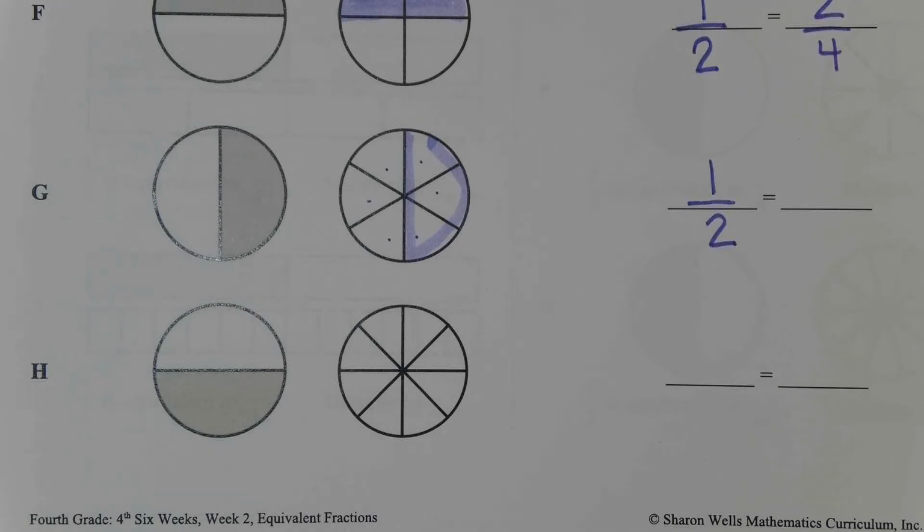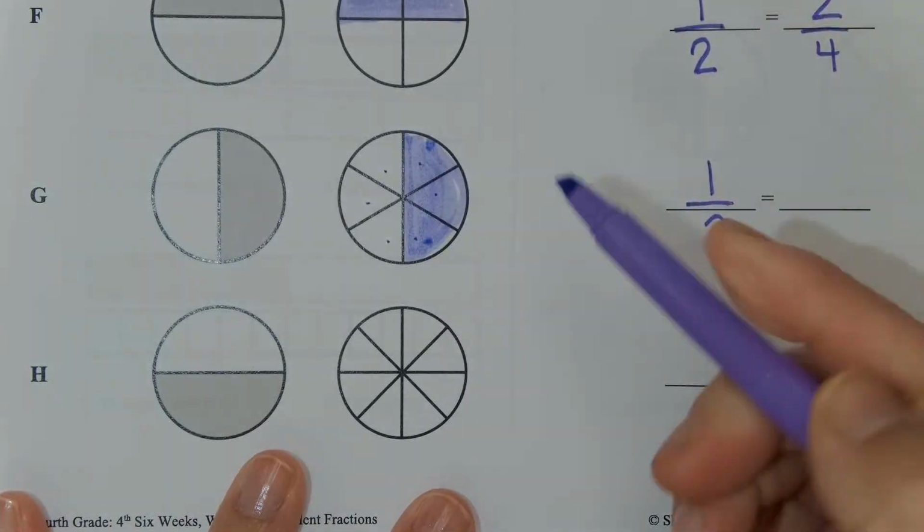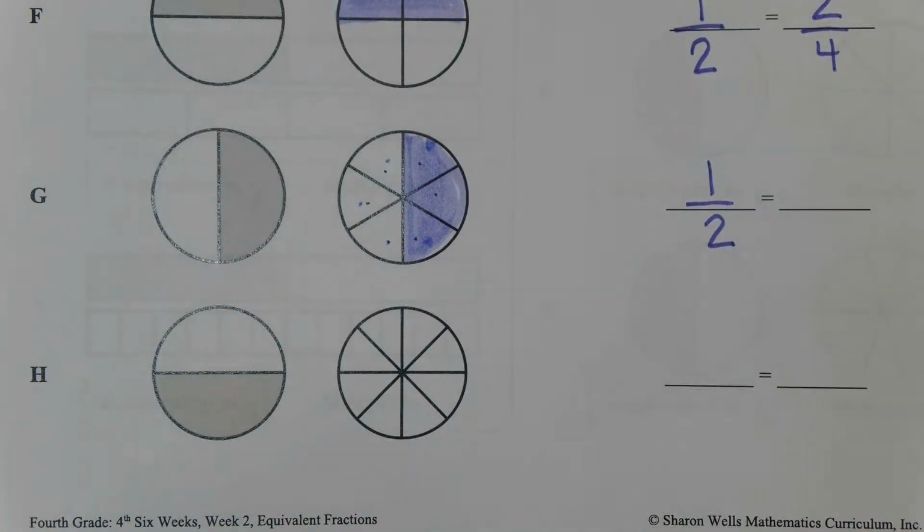So how many equal parts have to be shaded to equal half? 3. How many equal parts do we have? So there's 3 out of 3, 4, 5, 6. So 3 over 6. Half is equal to 3 over 6.